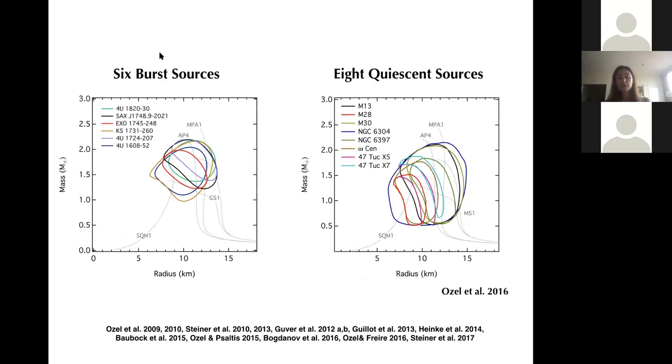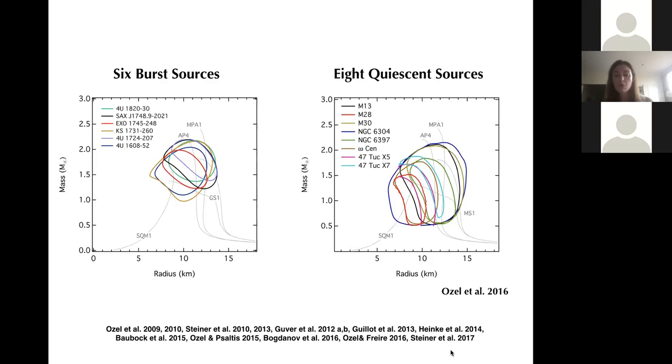And here are the 6 burst sources. And the one that I didn't describe, but it's the exact same type of thinking, but only during quiescence. So as you can see, the uncertainties are a little bit bigger for quiescent sources because we don't have the Eddington limit.